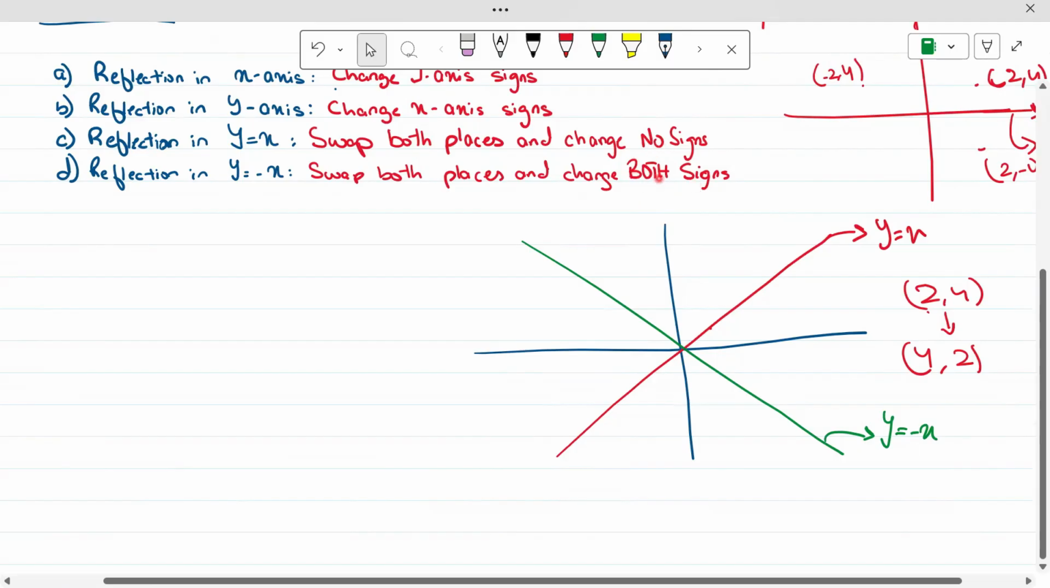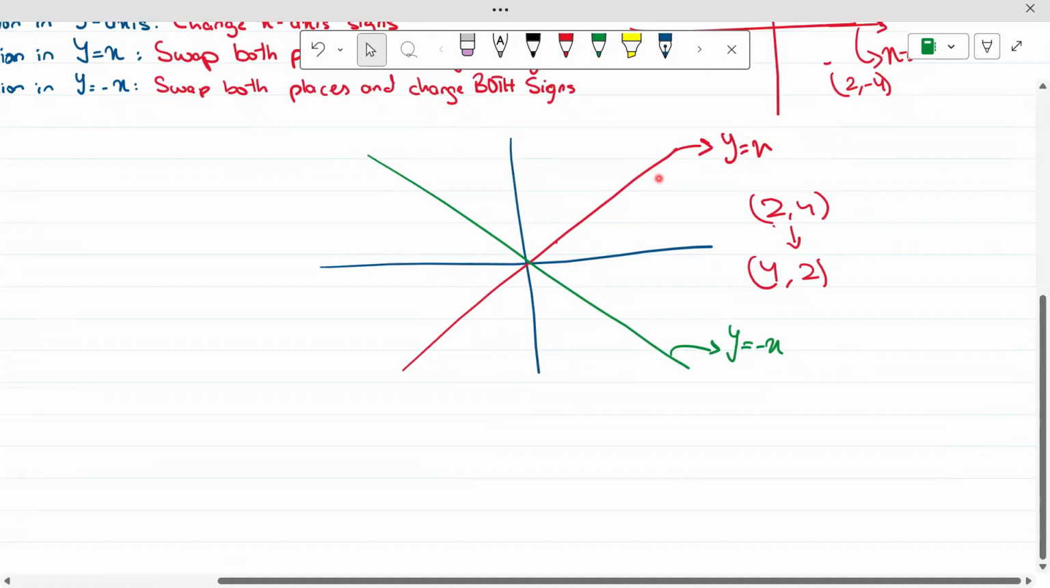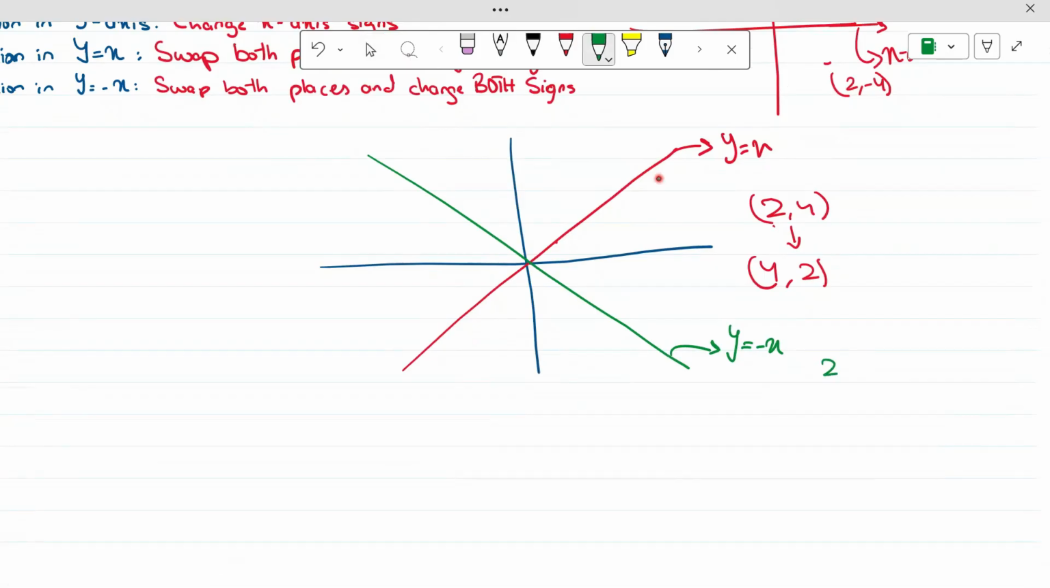So, for example, if we have the same point that's considered as (2, 4), we're going to swap it first. Swapping means (4, 2). Now change both signs. That means if there's a plus over here, I will change these both into minus. So this will be our final answer: (-4, -2).